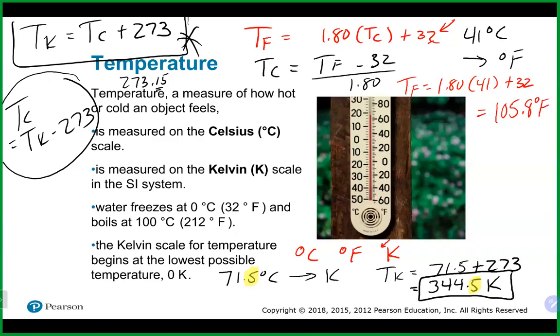Would that be the proper way to leave this number? It would not, because this original number was a whole number, which means when I convert it, 106 is really what we should be shooting for. Again, that is the specific rule for temperature conversions. If the original temperature value is a whole number, convert it to a whole number. If the original value went to two decimal places, take the converted value to two decimal places. Any questions on that?